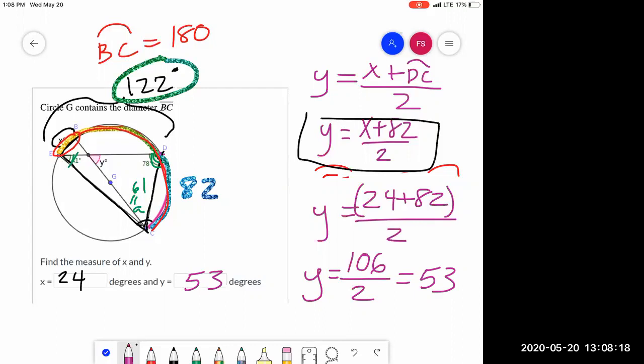So remember, when you're solving these, we're using the relationships we learned this week about the secant lines, but we're also going to be using the central angle and inscribed angle relationships that we learned last week. If you have any questions about this material, please let me know.